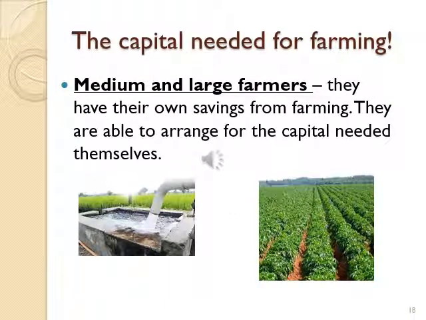Next is, where do the medium and the large farmers get the capital from? Now they generally have their own savings. The large farmers have their own savings from farming. So let's say last year they had their crops sold in the market at a good price. So they've earned profit out of the previous year's farming. This profit that they earned last year, they save it for the next year. That is how they have their savings from farming, and they keep reinvesting these savings as capital every year. So they don't have to borrow funds from the money lenders. They generally have their own savings.